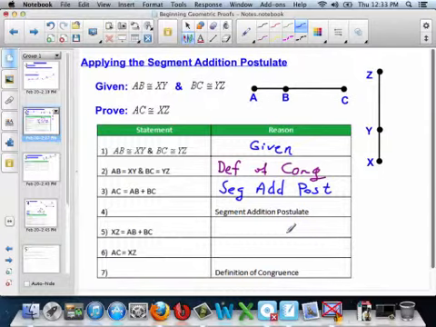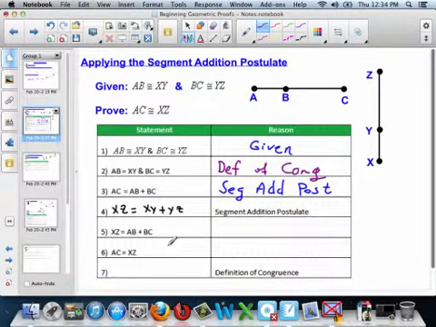All right, take a look at line 4. What's my reasoning for line 4? So my reasoning is the same thing. So what are you supposed to do in line 4? What other segment would I be adding on? AB plus BC, I already had that. Tiffany, one, please. AC equals XY plus YZ. Perfect. So XZ is equal to XY plus YZ. Right.